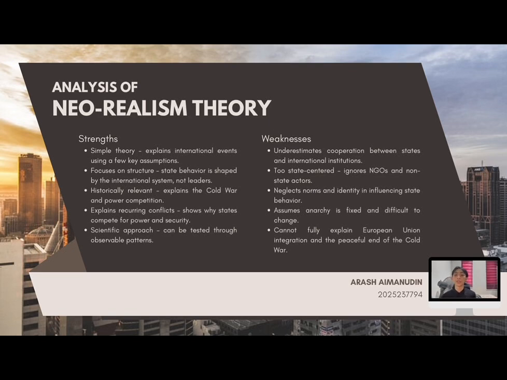Overall, neorealism is a useful theory for understanding power competition and security issues in international relations. It helps explain why countries compete and seek power to ensure their survival. However, the theory also has limitations because it pays less attention to cooperation, international institutions, and other factors that influence global politics.